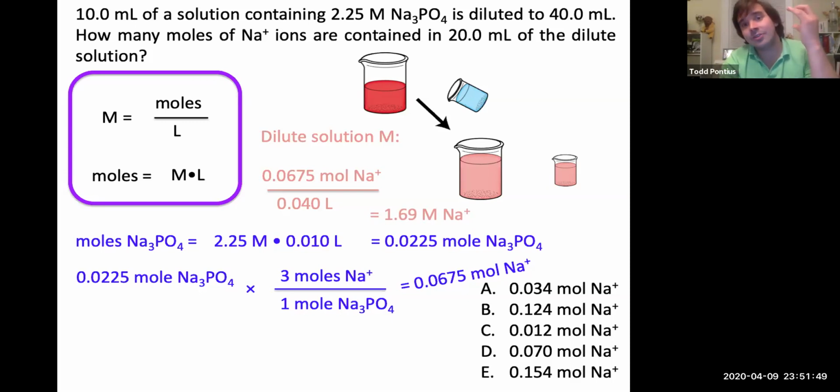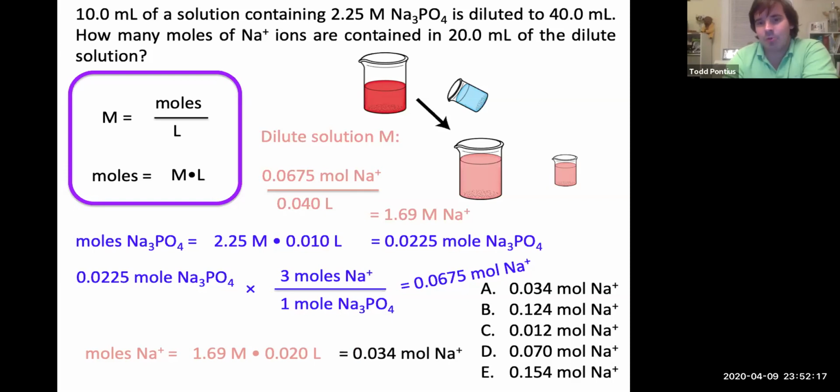So now we have the concentration of that dilute solution. But is that what we're looking for, the concentration? No, we want to know how many moles there are in 20 milliliters of it. So we're taking the solution, diluting it, and then transferring out a little bit. Well, we know that when we transfer, the concentration is going to be the same. So that little beaker there represents our transfer of the dilute solution. All we have to do now is take the molarity, 1.69 molar, multiply it by the volume, 0.02 liters, and we'll end up getting 0.034 mole of sodium.